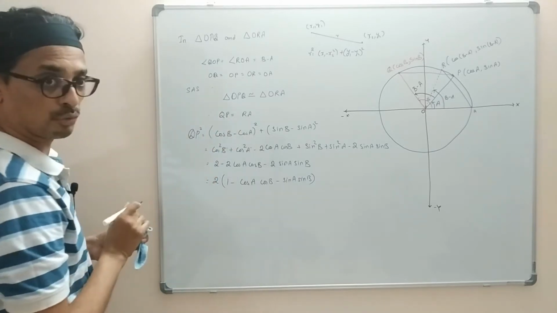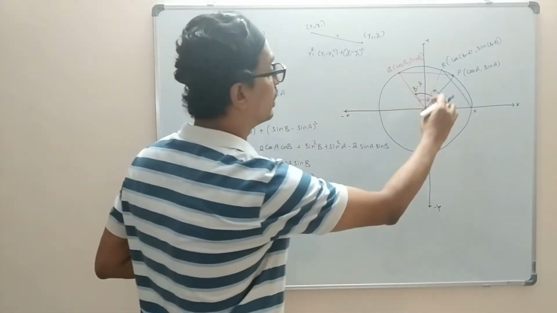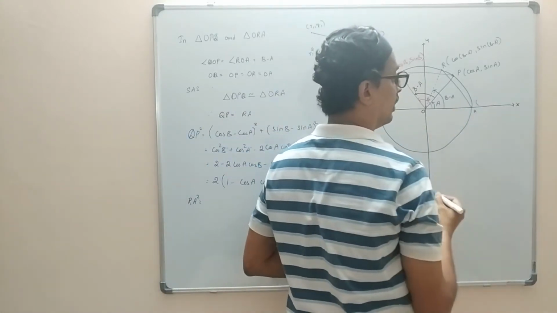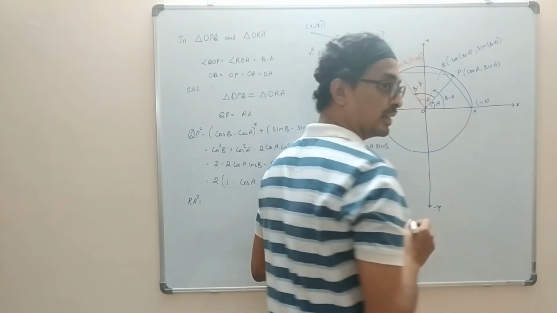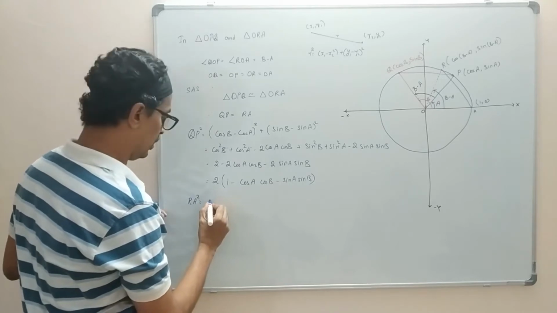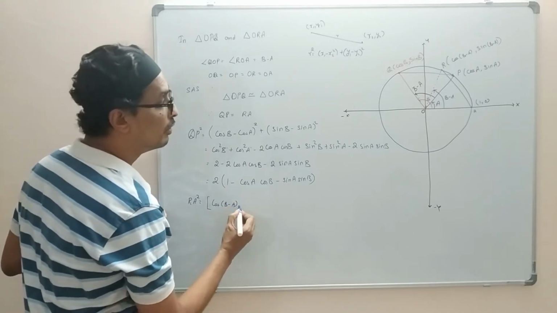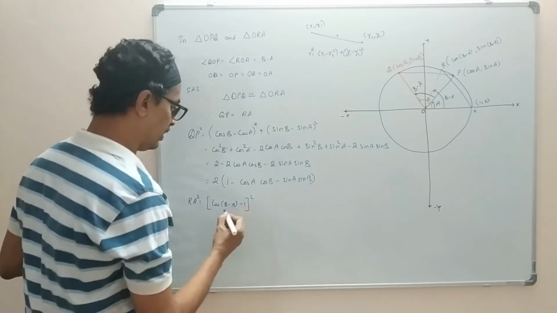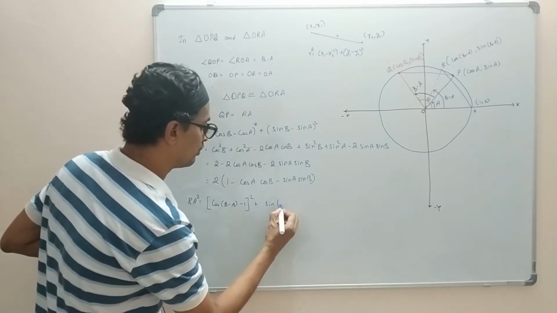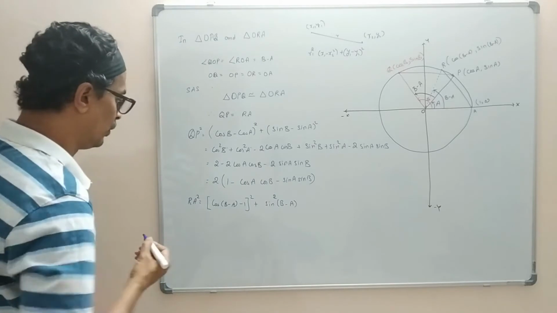Now let us find out RA square. They both have to be equal, right? RA square will be equal to what? R is here, A is here. What is A? A is 1, 0, correct, because it is a unit circle. Now tell me what is RA square? So cos b minus a minus 1 whole square plus sin b minus a minus 0 whole square. Correct?